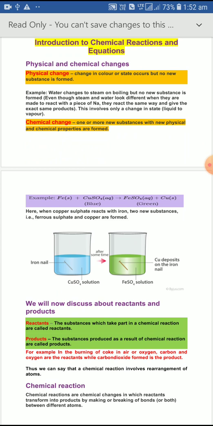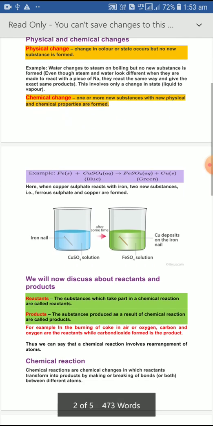Now let us discuss what we mean by reactants. I am using the words reactant and product. Always remember, reactant is always written on the left hand side, whereas product we write on the right hand side. Clear? The substance which takes part in a chemical reaction is known as reactant, whereas the substance formed as a result of the reaction is known as product.